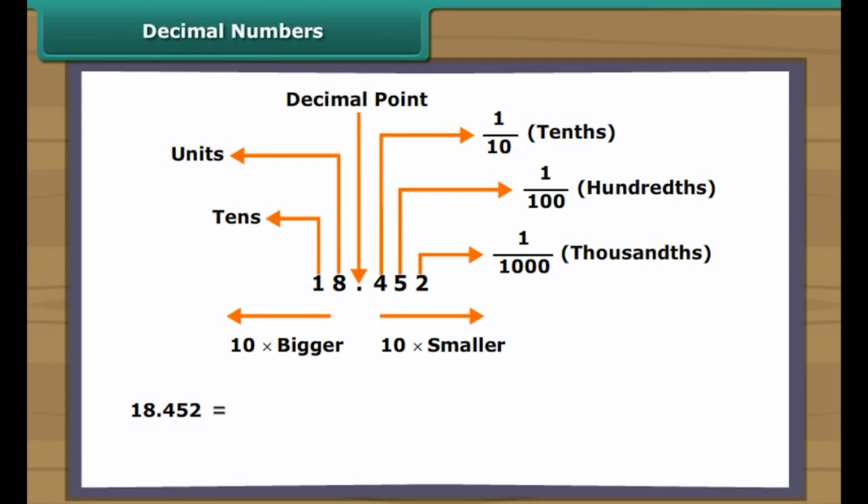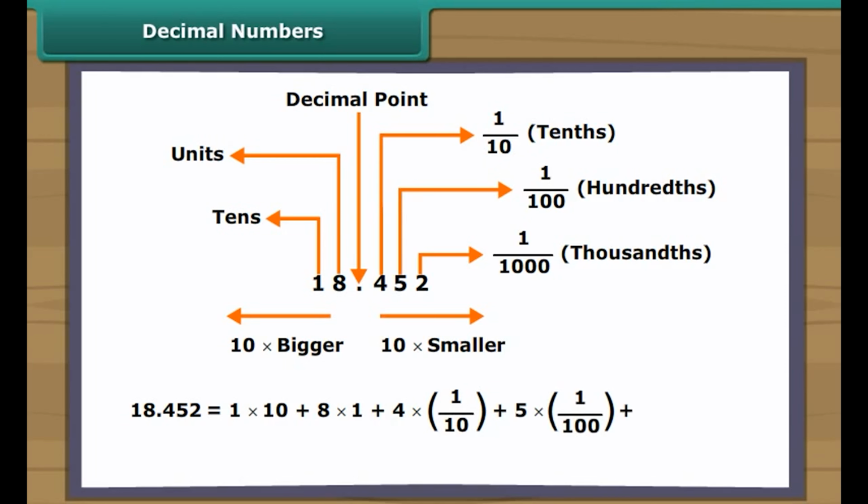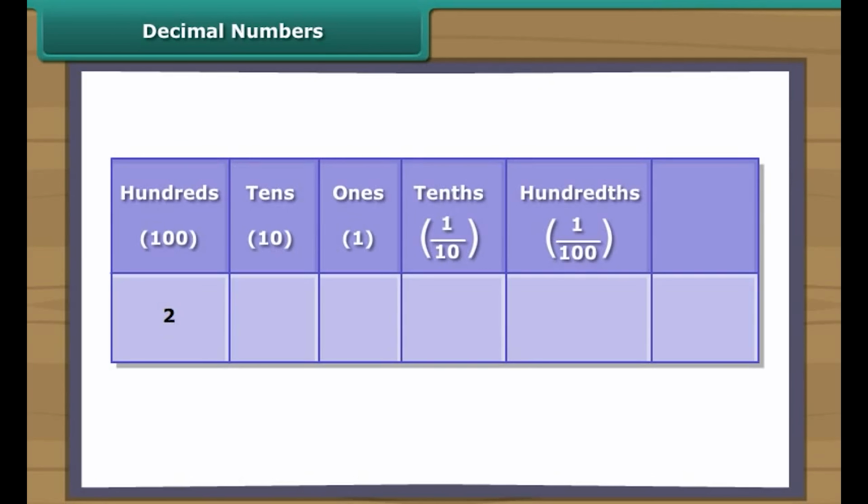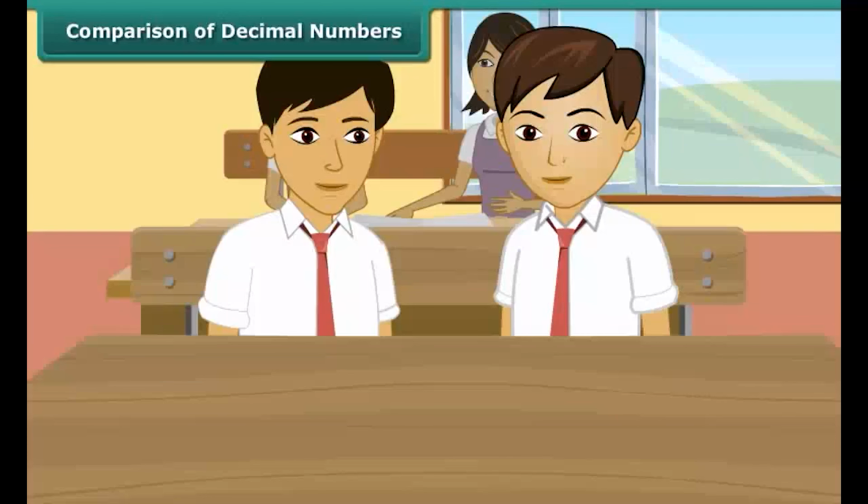The given number can be written in the expanded form as 1 multiplied by 10 plus 8 multiplied by 1 plus 4 multiplied by 1/10th plus 5 into 100th plus 2 multiplied by 1000th. Similarly, if we know the place values of each digit in a decimal number, we can write the number.